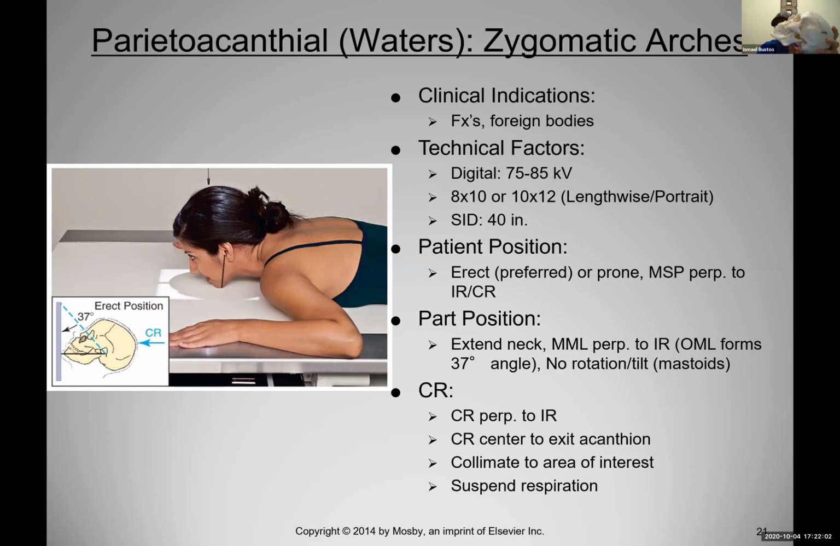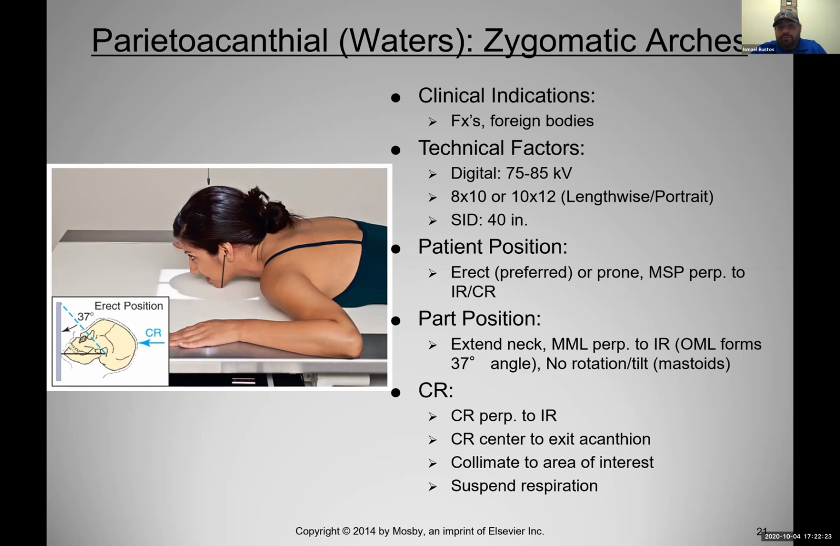So again, extend the head, bring the chin to the image receptor, and I'll do a side view here. For patients like this, facing the image receptor, you're going to extend the chin, bring the MML perpendicular to the image receptor. That forms a 37-degree angle between the OML and the IR, not the CR. So why is it important to have that 37-degree angle?